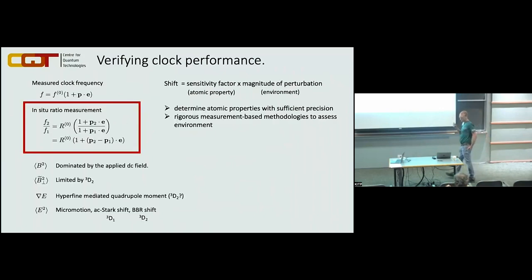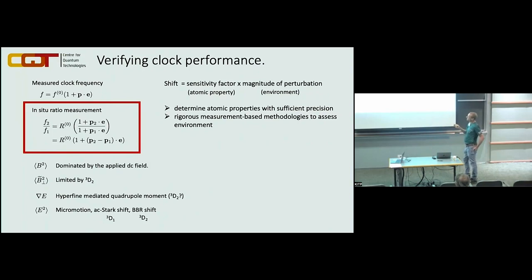Now, I think that the true advantage of lutetium is these 2 transitions within the 1 atom, right? And so the basic idea is this. If I have my frequency here, it's got this P dot E. If I make an in situ ratio measurement, that just manifests as the difference in these properties dotted with that environmental factor. But that environmental factor is the same for those 2 transitions because it's the same ion sitting in the same trap, right?